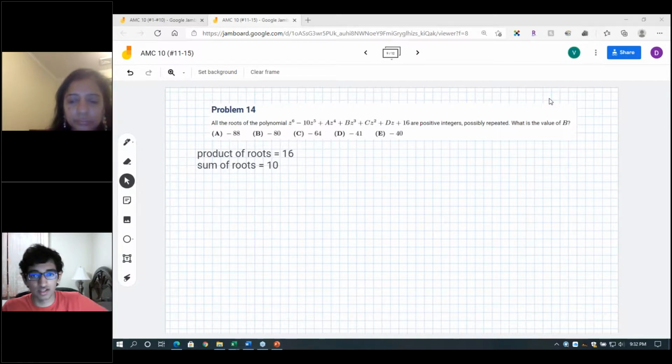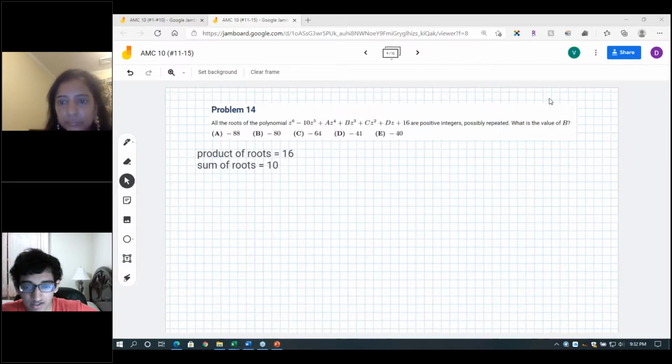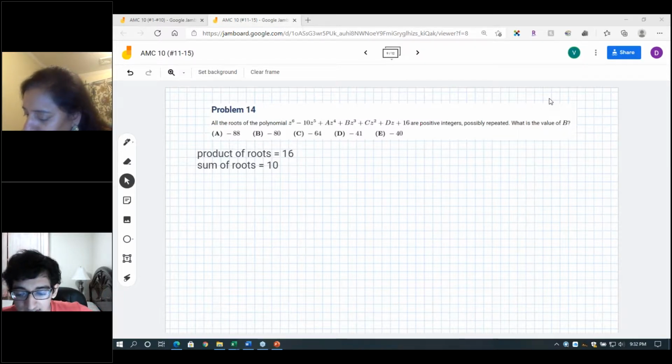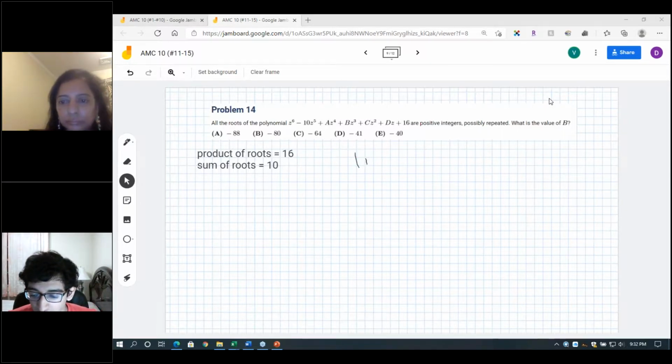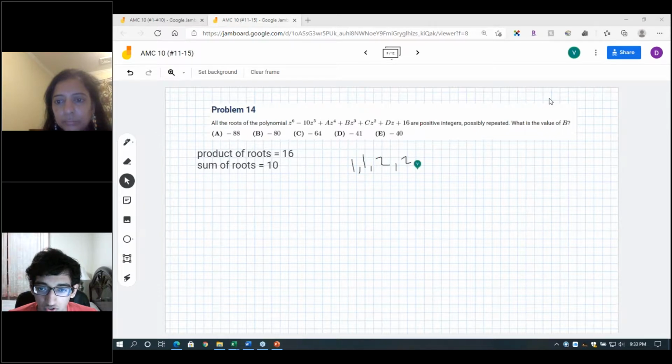Because it's z to the power of 6, we know that there are 6 roots. All of them are integers, and their product is 16, and their sum is 10. Now, you can do a little bit of playing around, trying to see what combination of numbers would work. But if you have done many problems like this, and you have the intuition, you can see that the numbers are 1, 1, 2, 2, 2, 2.